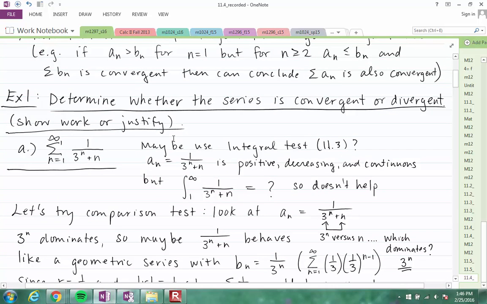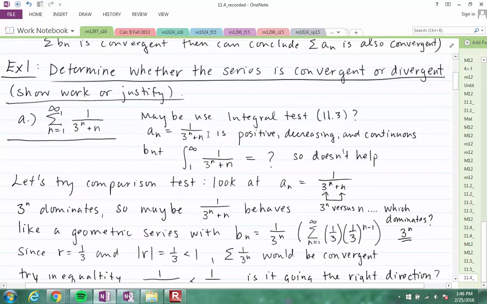Example 1, determine whether the series is convergent or divergent. And then as usual, we need to show work or justification. We're not just going to answer it's convergent or it's divergent without any work. That wouldn't be sufficient. So here we have the sum of 1 over 3 to the n plus n.